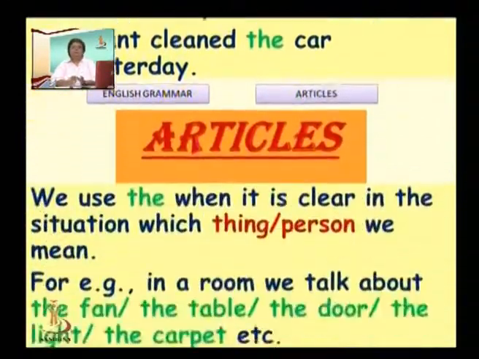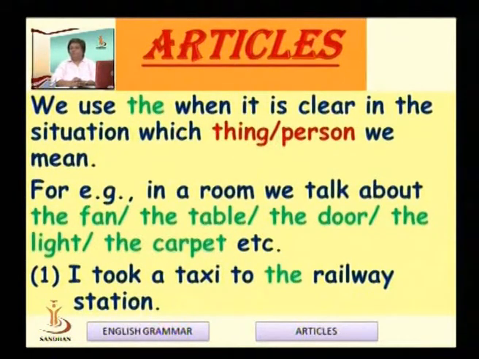All right. Let's come to the next slide and let's see what articles have in store for us. We use "the" when it is clear in the situation which thing or person we mean. Now this is extremely important. If you are ready with your pen and paper, my friends, please take this down. We use the article "the" when it is clear in the situation which thing or which person we are talking about. For example, in a room, we talk about the fan, the table, the door, the light, the carpet, the chairs, the bed, etc.